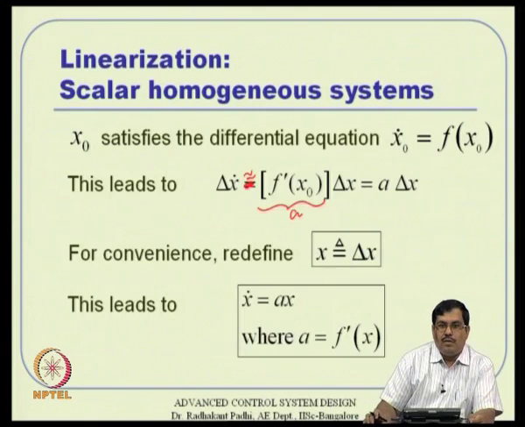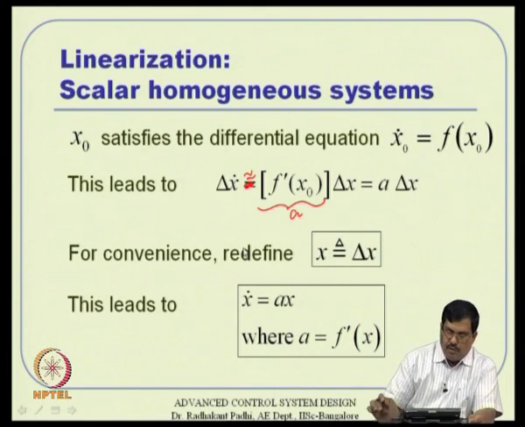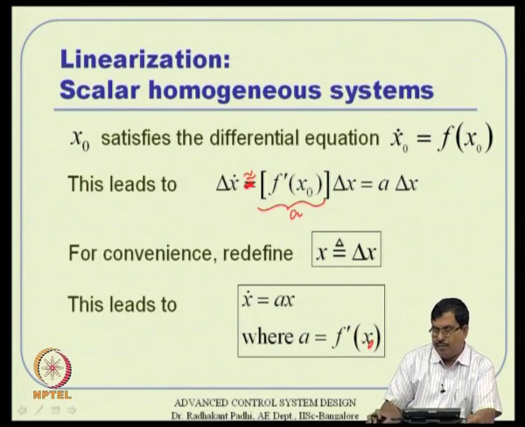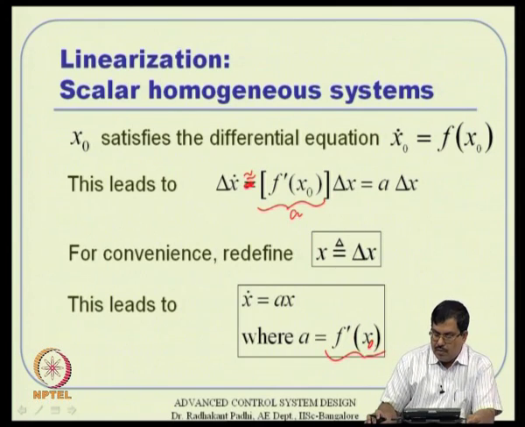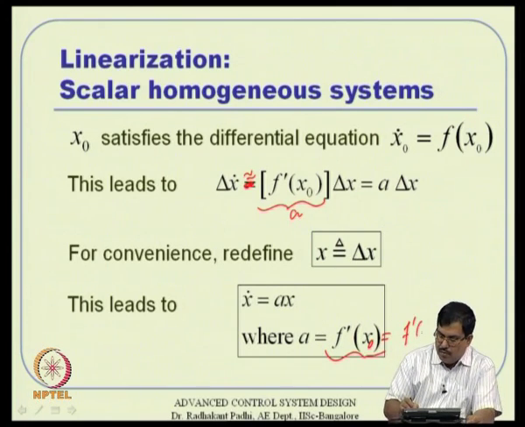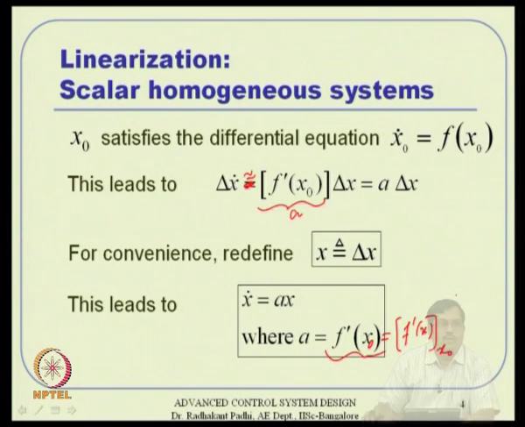So, what we are getting here ultimately is x dot is equal to a x. We keep on writing this, we do not want to write approximately equal to all the time. So, as far as the linearized system is concerned, x dot equals a x, where a is nothing but this term evaluated at x 0. So, f dash of x means you carry out the f dash of x expression, then evaluate it at x 0. That is what it means.